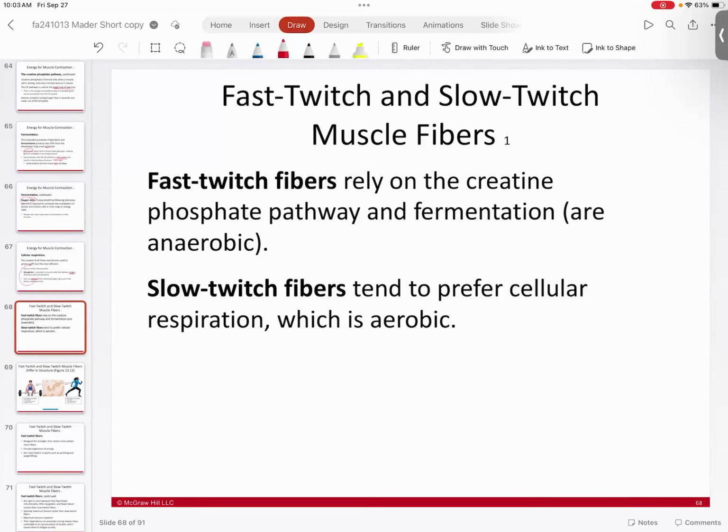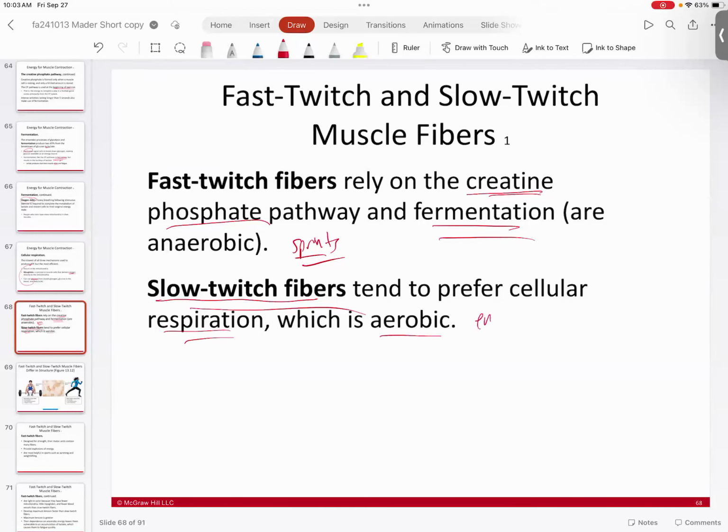So when we take a look at twitch, different types of muscles are basically wired with different types of twitch dynamics. We have what's called fast twitch and slow twitch muscles. Fast twitch muscles typically are going to be anaerobically driven. So they're going to be relying on creatine phosphate and fermentation. So these are like sprinters, right? Fast twitch, short bursts of energy. Slow twitch fibers are basically going to be endurance, right? So these are going to be switching to cell respiration.